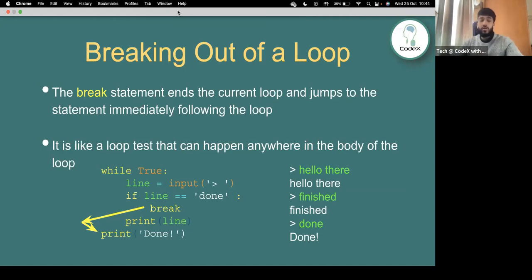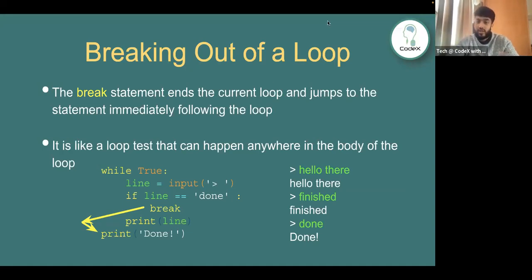So the double equal just checks the content, so it checks if it's the same. So is line the same as, or equal to, like done? Check if the values are the same. Does that make sense? Okay.